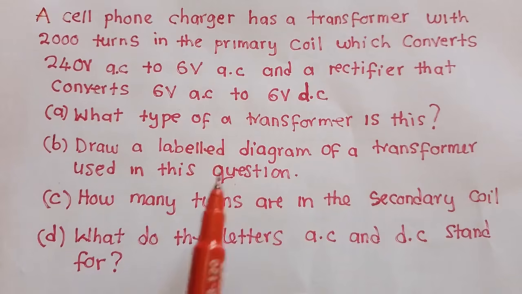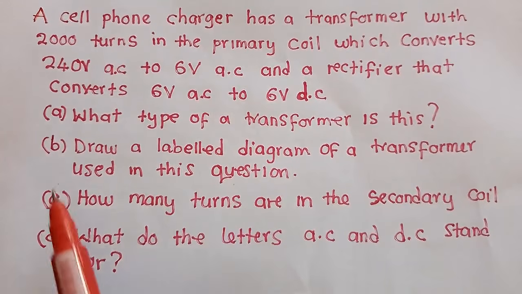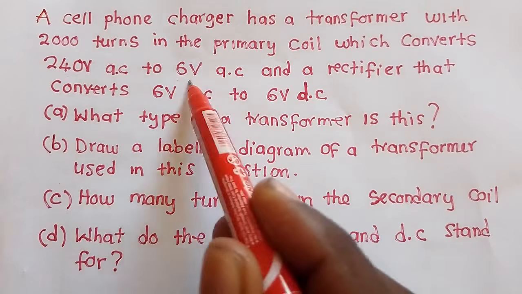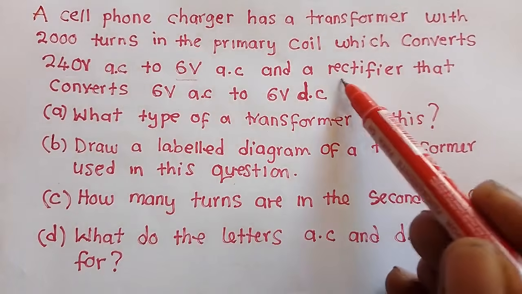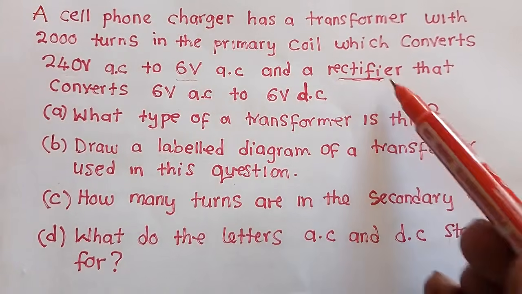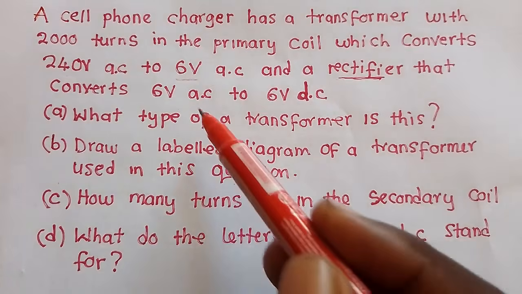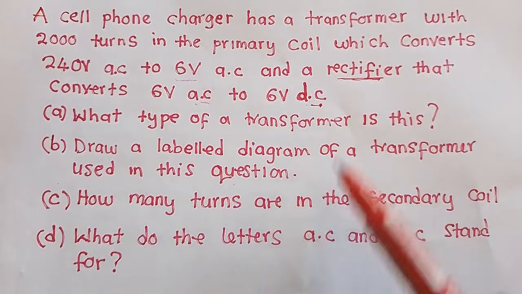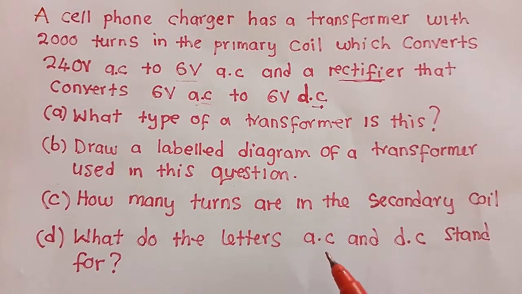So we are given a transformer that converts voltage from 240 volts to 6 volts, and a rectifier. You may ask yourself, what is a rectifier? A rectifier is an electronic device that converts AC to DC, and it allows current to flow through it in one direction. This is what you need to understand.